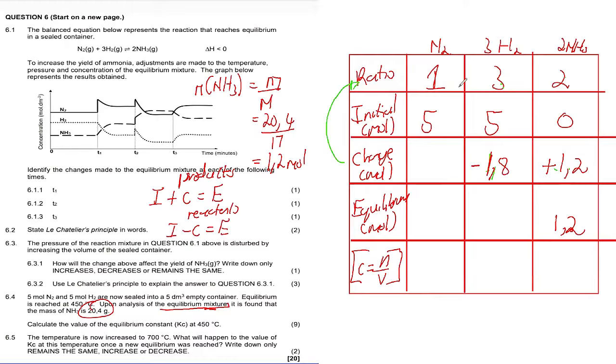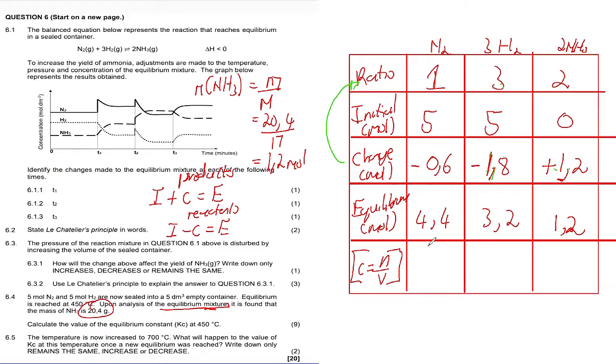And then again, if I want to find for this one, come here again, 1.2 multiplied by 1, then divided by 2. Again, 1.2, you multiply it with this and then divide by that. And then the answer that you get is 0.6. But then remember, we are subtracting from the reactants. So to get our equilibrium number of moles, that's 5 minus 0.6, which will give us 4.4 moles. And then here, that's 5 minus 1.8, which will give us 3.2 moles.